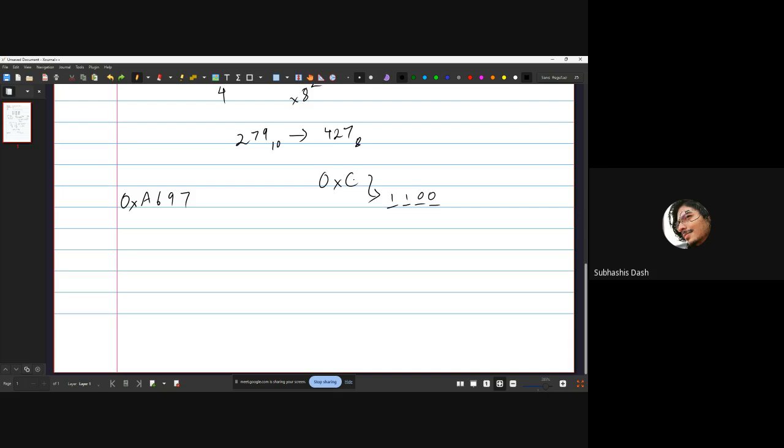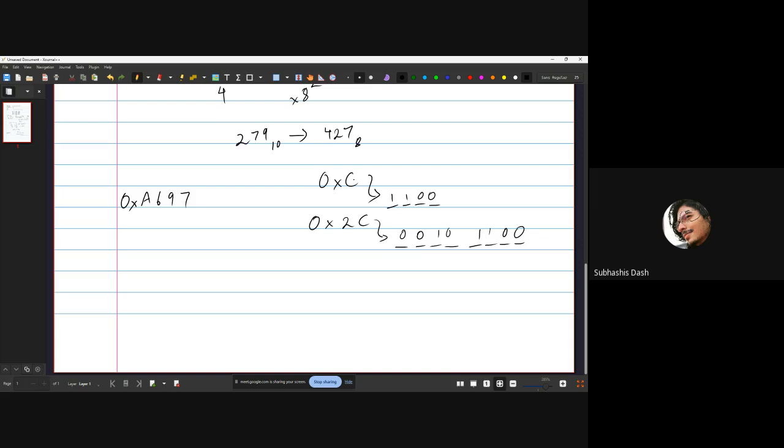So this is essentially how we represent C in binary. And I see Diksha has given the correct answer, so good job for that. Now, what about 2C? 00101100. That is correct.